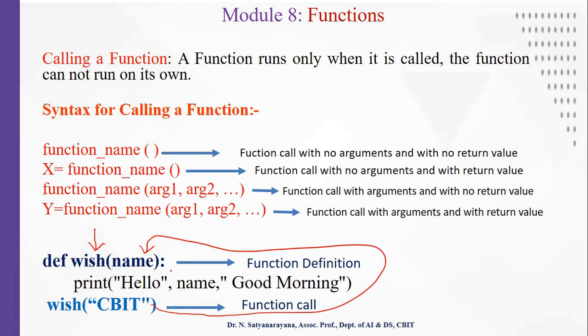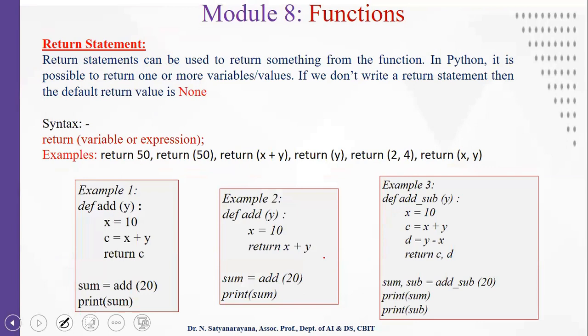From there onwards the control comes into the function body and it will print hello, and then the name is CBIT, hello CBIT, good morning. So this is the way a user defined function can be taken into consideration.